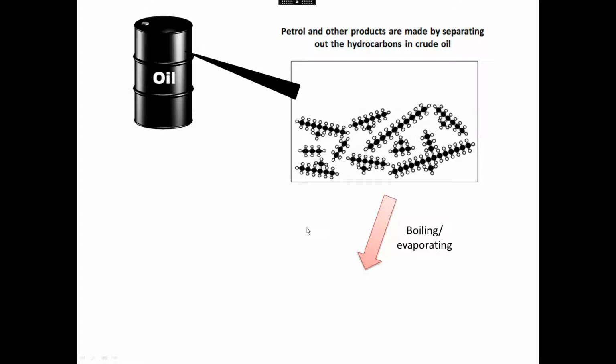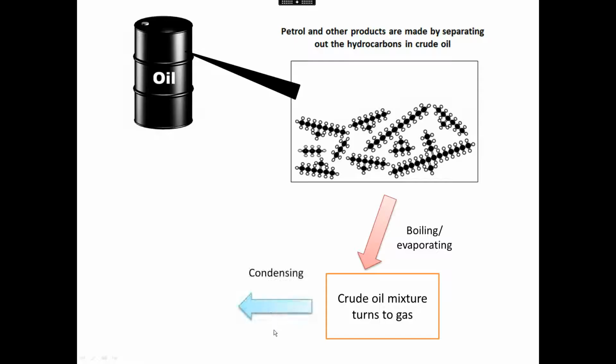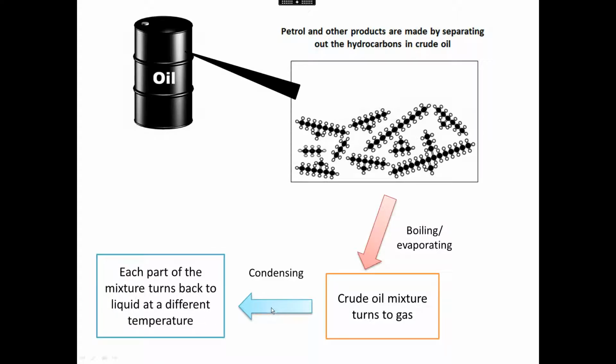Crude oil is a liquid. We change it into a gas by boiling and evaporating it. So we now have a gas made of a mixture of hydrocarbons at about 400 degrees. Then we let it cool down and it condenses. That means going from gas back to liquid. Condensing is gas turning back into liquid. But each part of the mixture turns back to liquid at a slightly different temperature. And that means we can separate out the hydrocarbons in the mixture at slightly different temperatures.